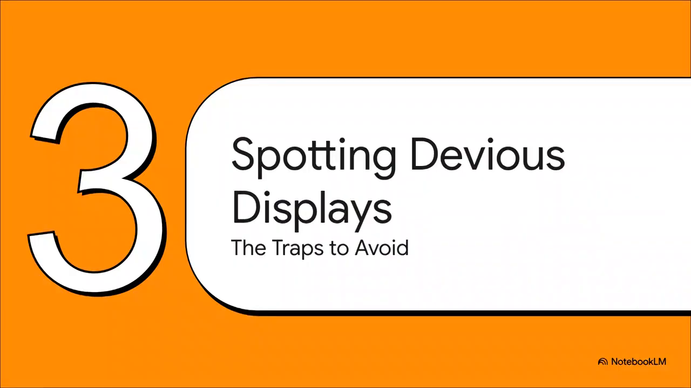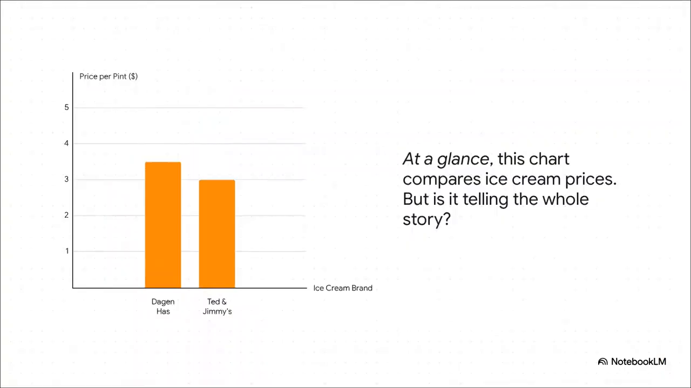So, now that we're armed with our toolkit and our 4-step method, we're ready for the final boss, spotting the traps. Let's take a look at how data can be presented in some really devious, misleading ways. All right, have a look at this bar chart comparing ice cream prices. Now, at a quick glance, it looks like Dag and Hawes cost twice as much as Ted and Jimmy's. I mean, the bar is double the height.